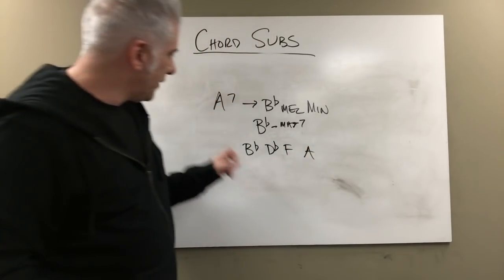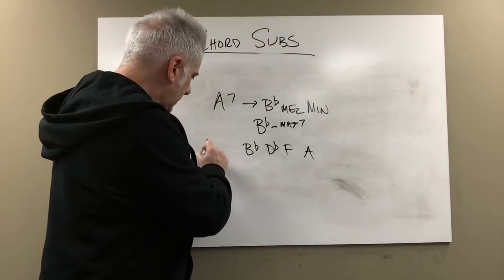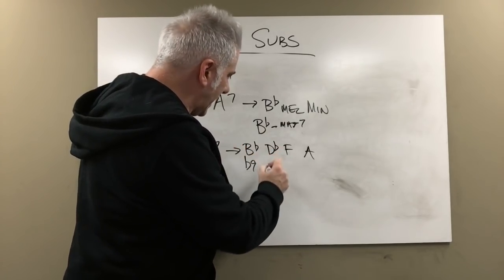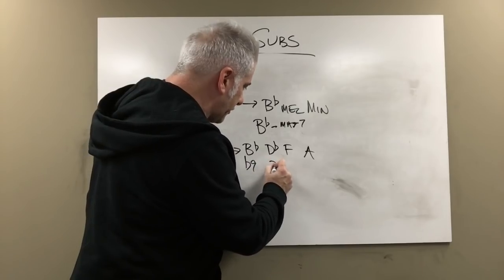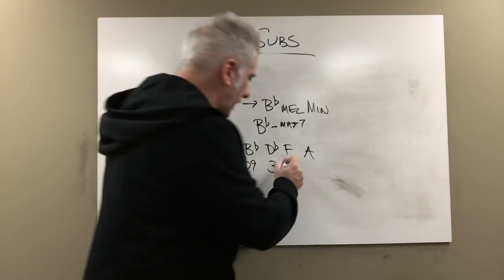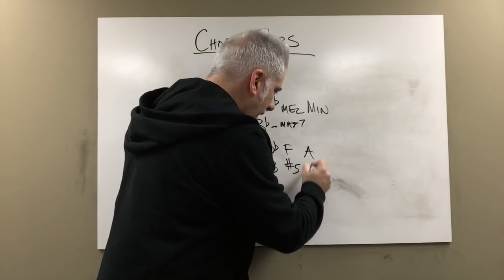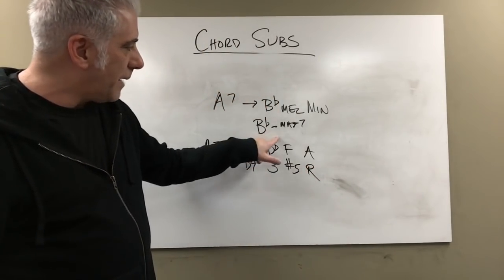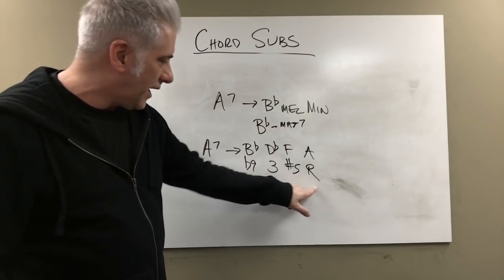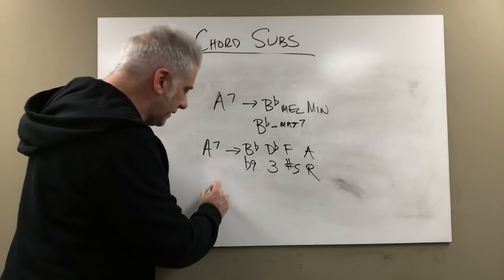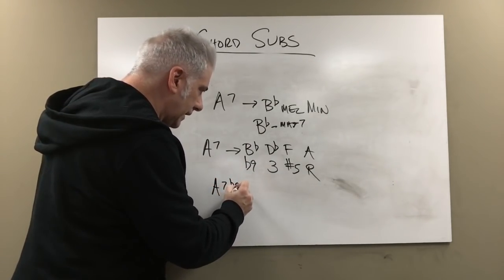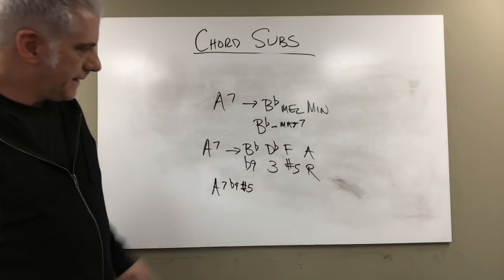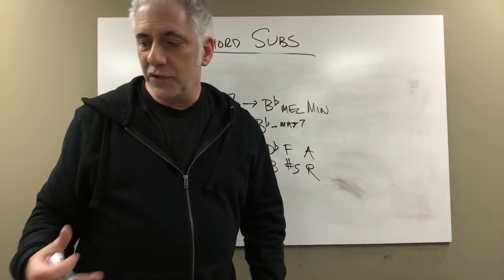Okay, so what notes are these of the A7 chord? A7. Well, B flat's a flat 9. D flat is really C sharp, so it's the 3rd. F is the sharp 5. And A is the root. Okay, that's why that works. That's why this B flat minor major 7 works as a sub. It gives you an A7 flat 9 sharp 5 chord. Okay? That's all chord substitutions are.